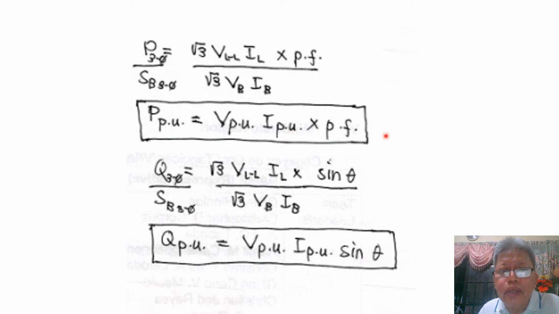Now similarly for the reactive power, which we define as square root of 3 times the line-to-line voltage times the line current times the sine of the angle theta, we divide this by the base apparent power. So we have Q PU at the left, and then at the right, this square root of 3 cancels, and line-to-line voltage over V base is our V PU, and then I line divided by I base is our I PU, and then we still have sine theta, which is also true for a single phase. So for single-phase and three-phase reactive power per unit, we just use this.